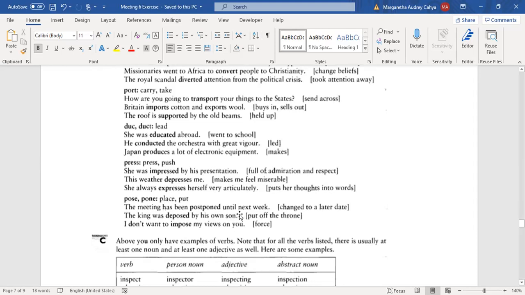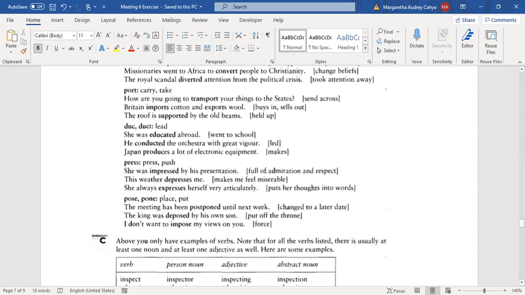And then the post, put off the throne. Oh my God, the king was deposed by his own son. Wow, dikudeta prince-nya, king-nya sama anaknya sendiri. Deposed. Okay. And then I don't want to impose my view on you. Force. I don't want to put my view on you. Jadinya kan itu bisa jadi saya tidak mau force, memaksakan ya, impose sama force. My view on you. Jadinya pemikiran saya pada Anda begitu kira-kira.